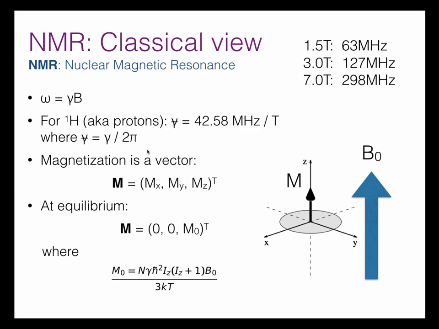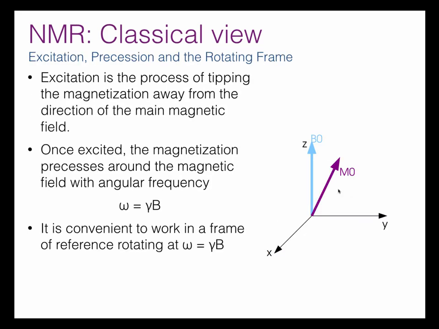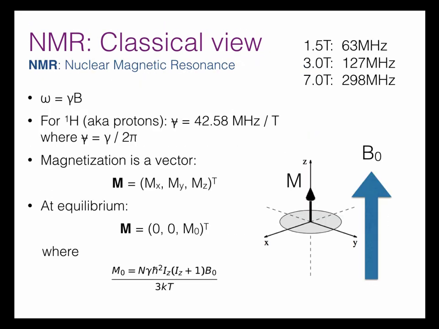Okay. So the magnetization itself, M, we think of as a vector having 3 components, Mx, My, and Mz. The magnetization vector at equilibrium is aligned along the main magnetic field, B0. So at equilibrium, M is (0, 0, M0), where M0 is the amplitude of the magnetization vector.